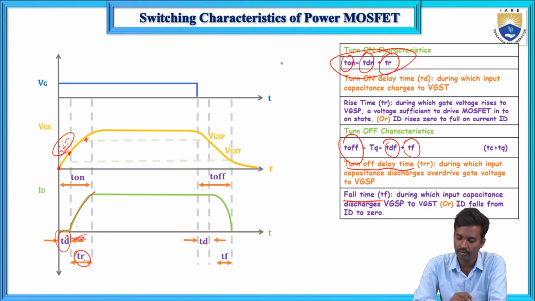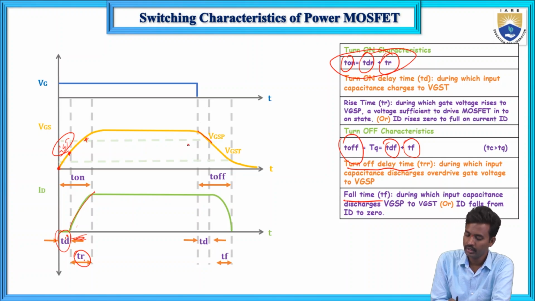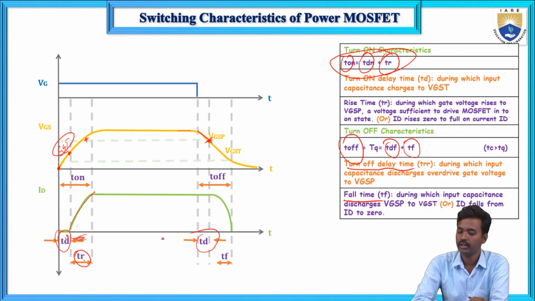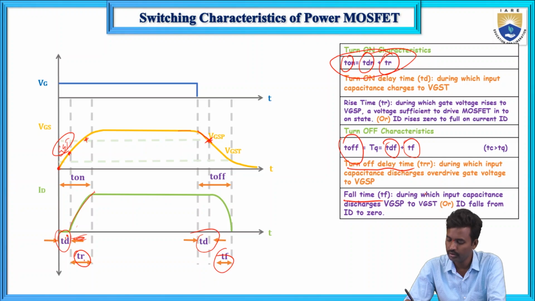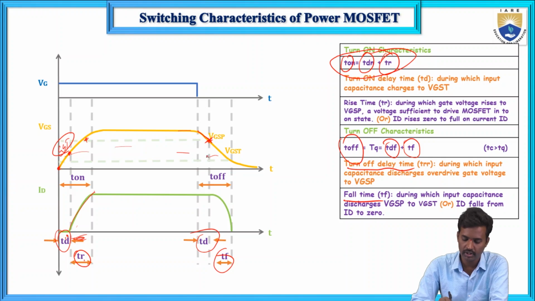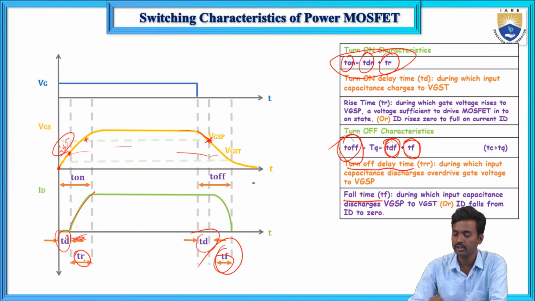What about the turn off time? During this duration the gate source voltage is discharging from its value down to this point, that is VGSP. That is the turn off delay time. And fall time is the duration during which the input capacitance discharges from VGSP to VGST. So that is the fall time. TDF plus TF is the turn off time. So these are the turn on and turn off characteristics.